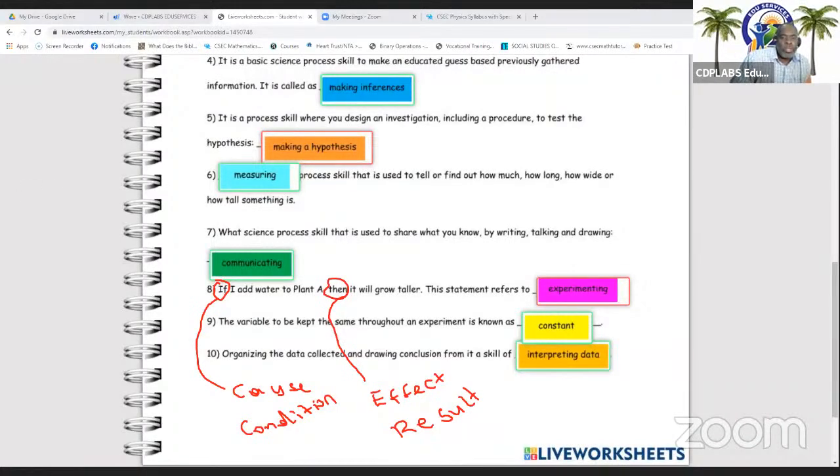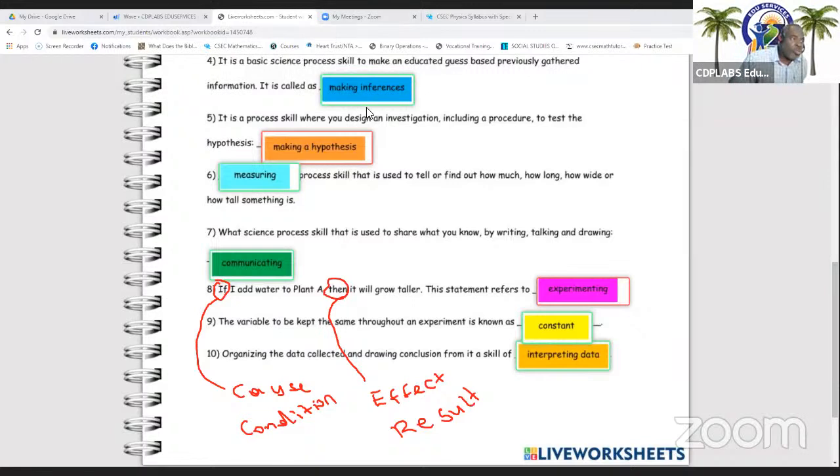All right, so let's go now. So as we were saying, the word if in the hypothesis is like you're suggesting the cause. So why the plant grew taller was because water was added. You see it now? Yes, sir. So it's like you're giving a reason.